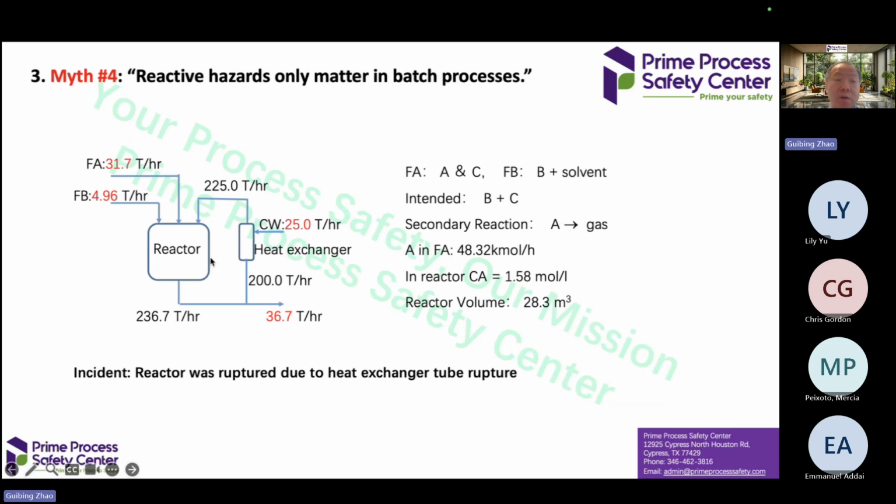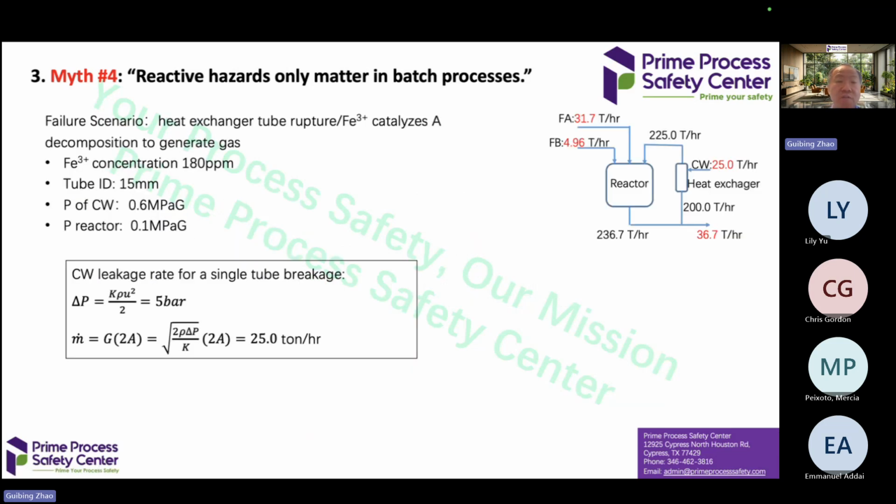For example, this is a reactor with two feed streams flowing into the reactor, and there's a heat exchanger that continually recirculates to remove the heat generated, and then there's a continuous mass flow out. The final scenario for this reactor is a tube rupture, and the incident finally caused the reactor to burst. So this is a really bad scenario. We did lots of investigation in detail. For tube rupture, we calculate, for example, how much water can flow into the system.